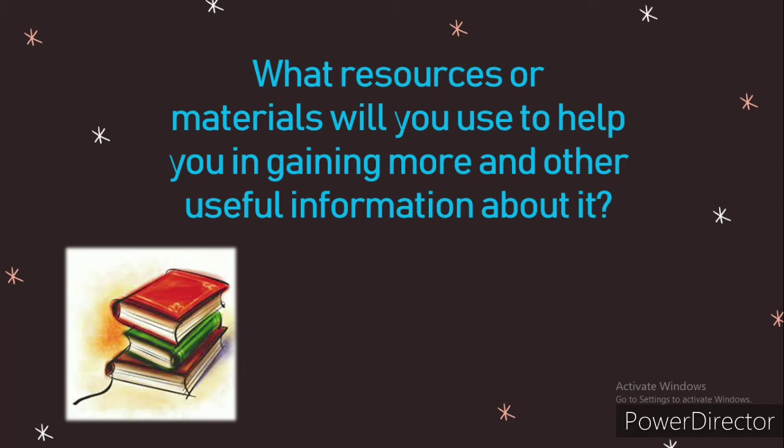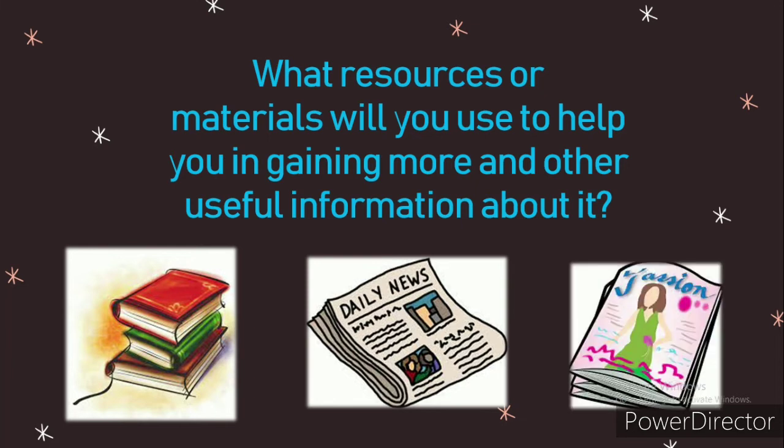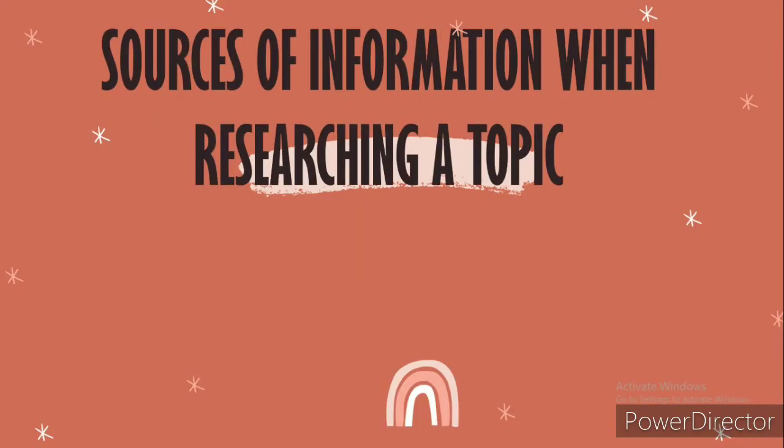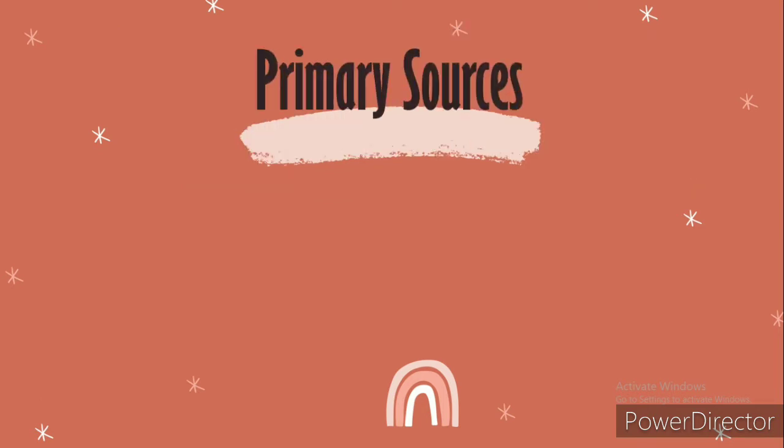Books, newspapers, magazines. Alright, let us find out more about these sources. There are different sources of information when researching a topic. We have primary sources, secondary sources, and tertiary sources. Let us have first primary sources.